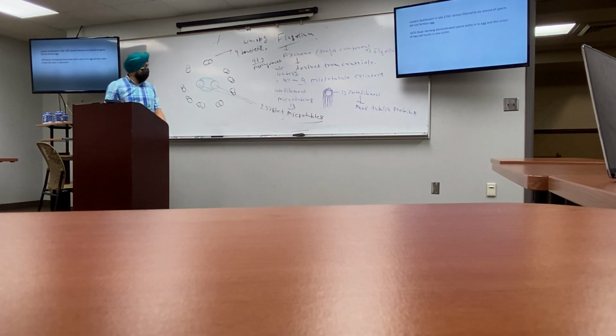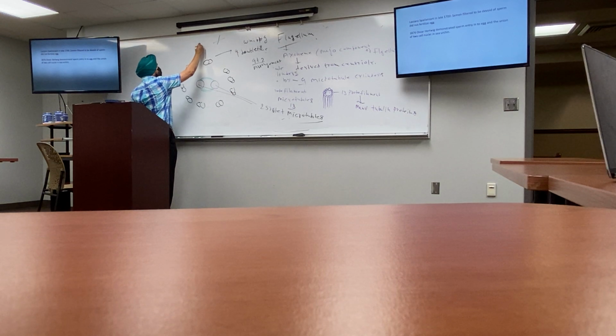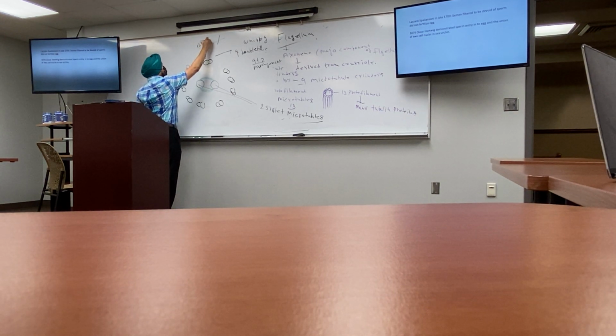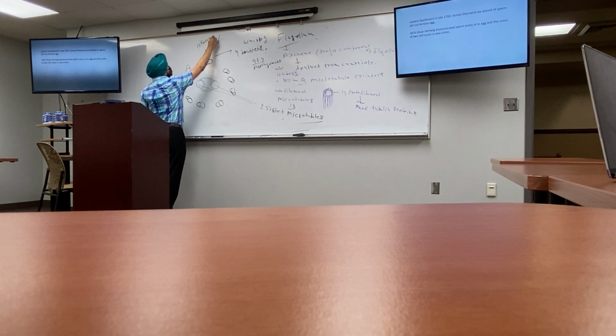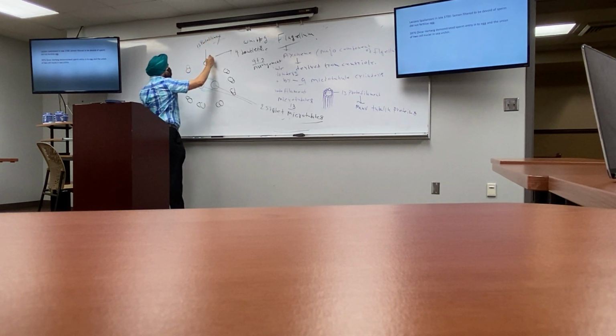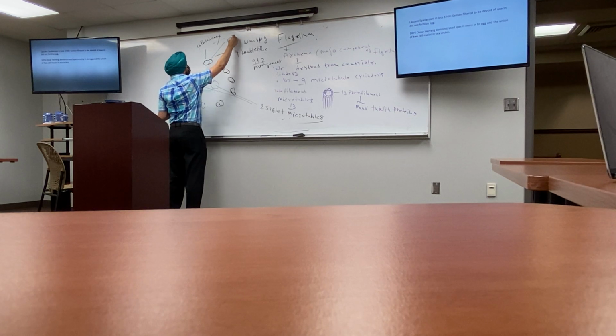Now here is the key. If you see here, I have drawn one complete circle, and the other is a half circle. Right? So it means one is complete. One of this doublet has 13 protofilaments, and this has 11 protofilaments.